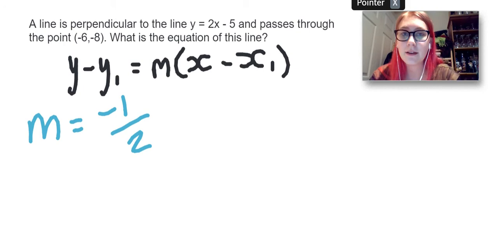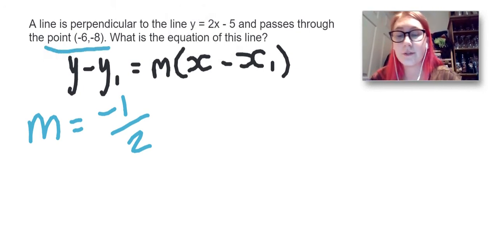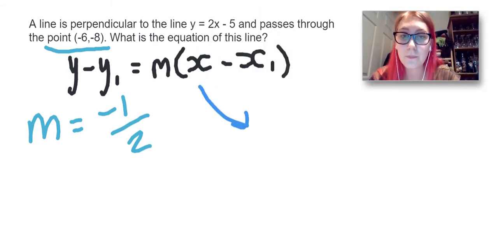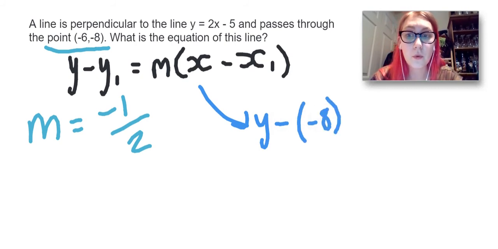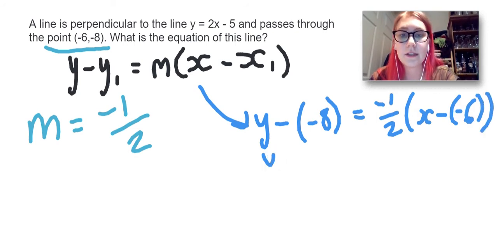So we've got the gradient, and you'll see here it's just straight away given to us a point that it passes through. So now we've actually got everything to put this information into this equation. So we'll do exactly that. y minus the y value of the coordinate that it passes through equals m, so that's minus 1/2, lots of x minus x1. And now let's just tidy this up.